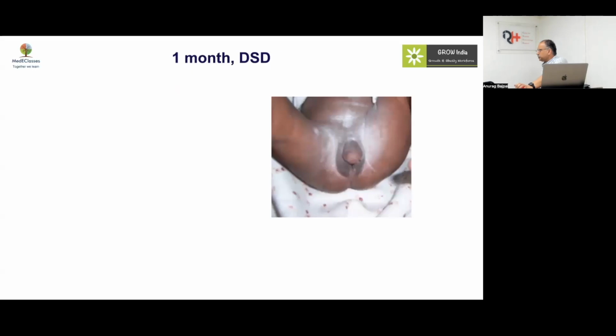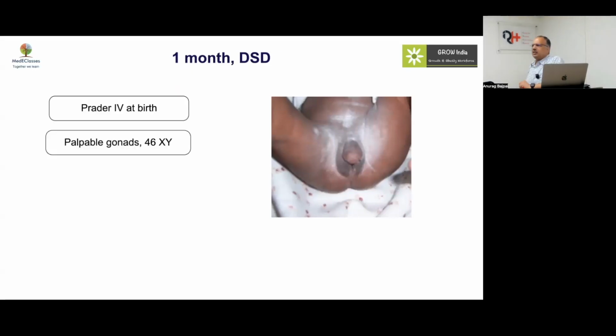So a 1-month-old child with DSD, ambiguous genitalia at birth, palpable gonads, and it is XY. What are you worried about in terms of the short and long term in particular? So XY DSD basically. Okay, that's there. Anything else? Which other organs? So mainly kidneys I'll be really worried about.